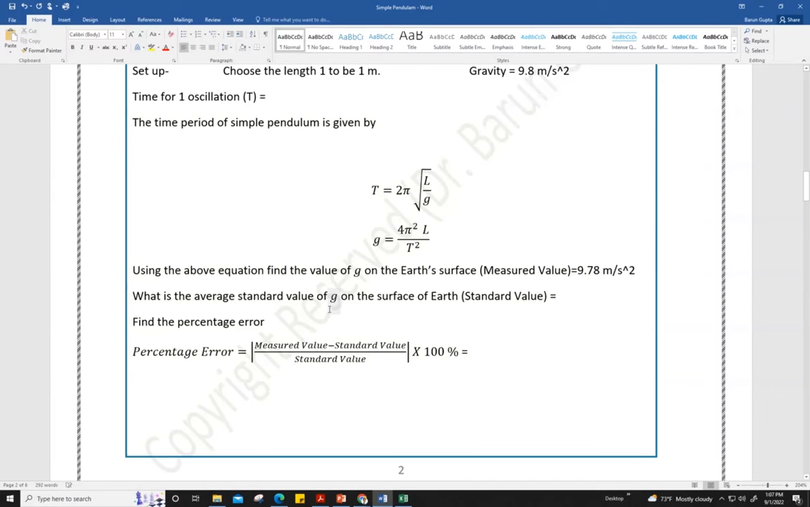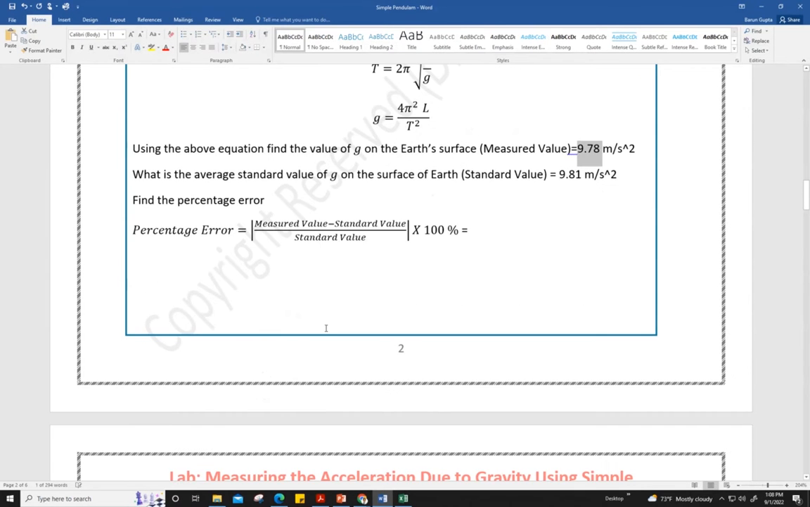All right. So what is the standard value? In this case, the standard value is 9.81 meter per second squared. So now I have both values. This is my measured value and this is my standard value. Using these two, I should be able to calculate the percentage error. Just plug into this percentage error equation and you should be able to calculate it. All right. So we completed this portion here.